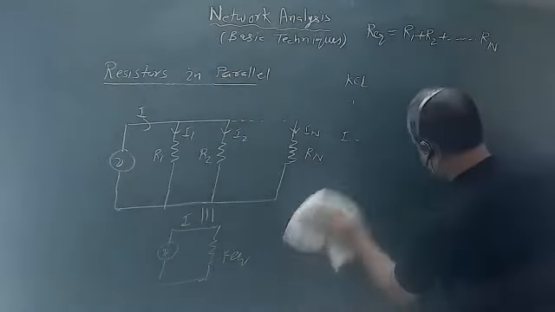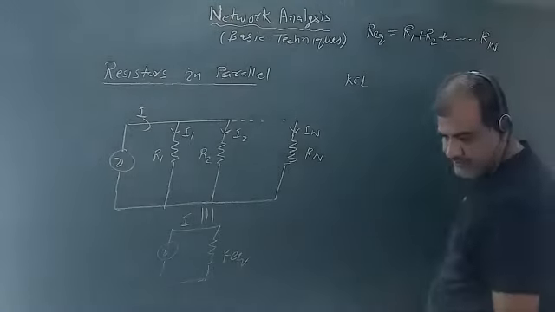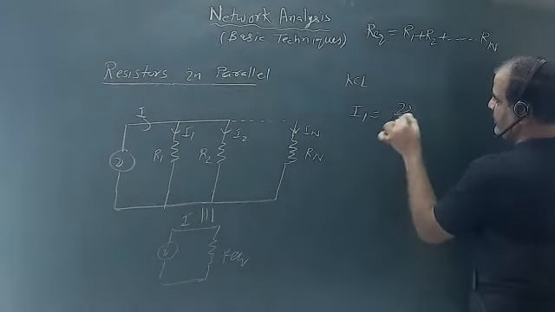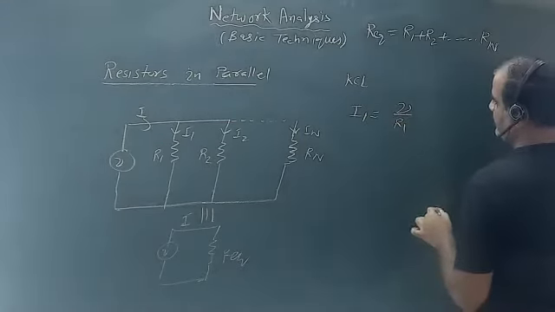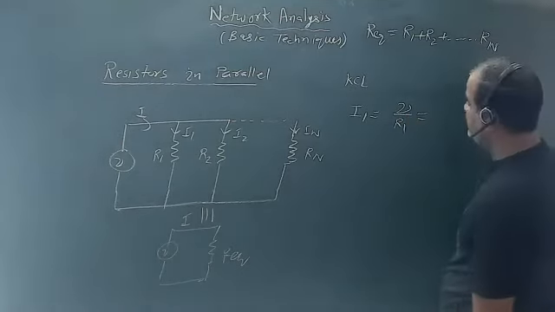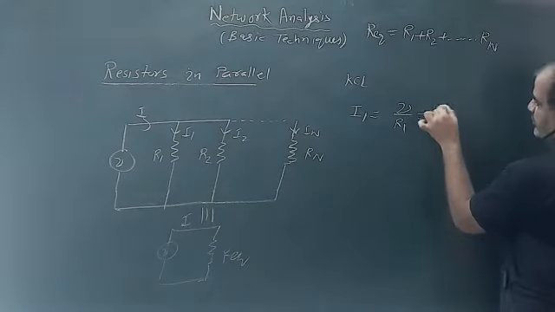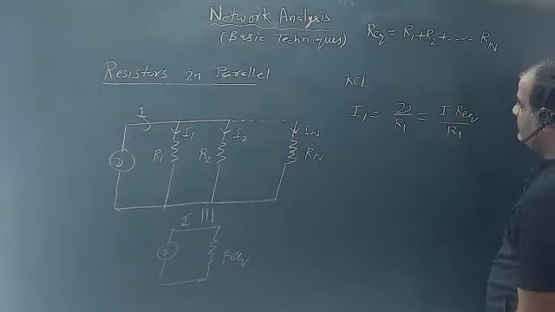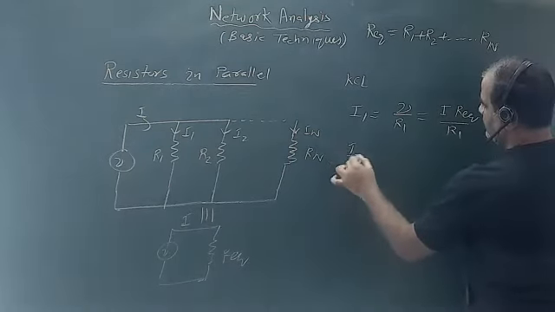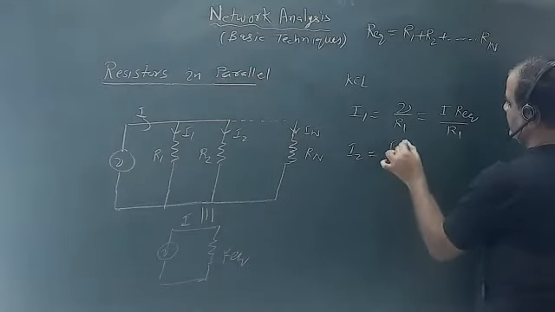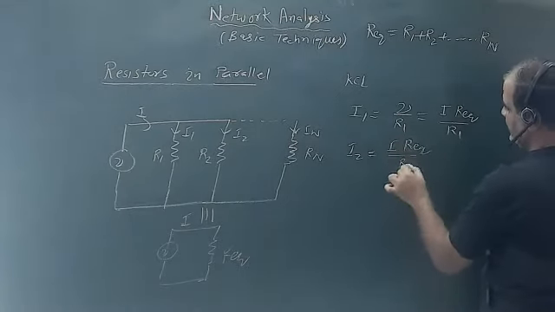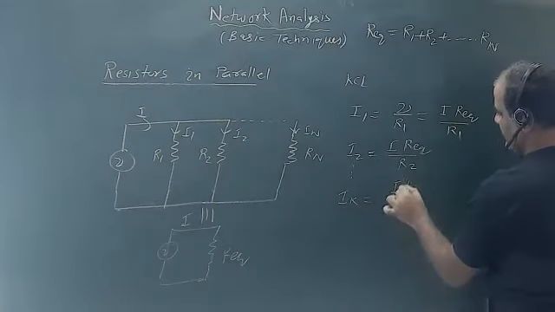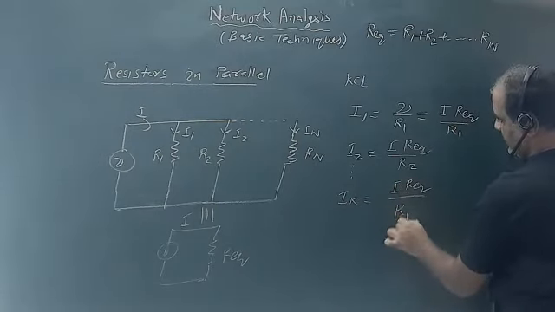Now to simplify, potential difference is same. I want I1, so I1 will be V upon R1. और V की वैल्यू क्या है? I total, I into R equivalent upon R1. Similarly if I want to write I2, I can write I into R equivalent, ये तो सेम ही आएगा, only इधर R2 आ जाएगा. If I want to write Ik, it will be I into R equivalent upon Rk.